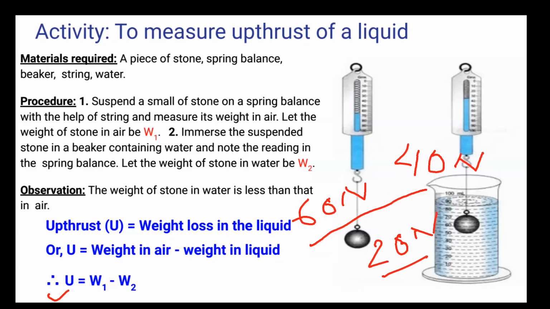So experimentally, with the help of a spring balance, we can measure the upthrust of a liquid. The equation to find the upthrust of a liquid using a spring balance experimentally is weight in air minus weight in liquid, meaning real weight minus apparent weight. The difference between real weight and apparent weight always gives the upthrust exerted by the liquid on an immersed body.